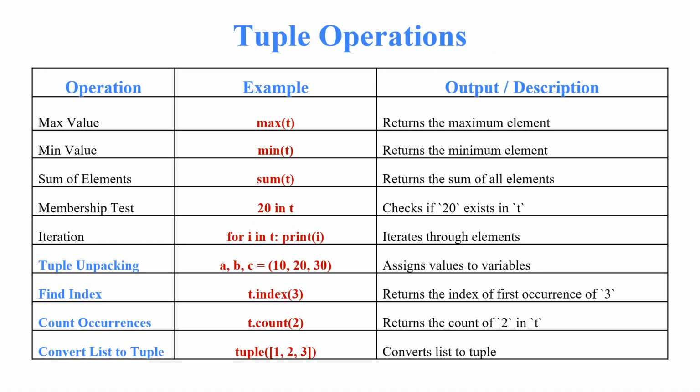Some more operations we have. Max value, that is, we can find the maximum value using the max function, max of t. Min value is the min of t, so it returns the minimum element. Sum of elements calculates and returns the sum of all the elements. This can be applied only to numbers.